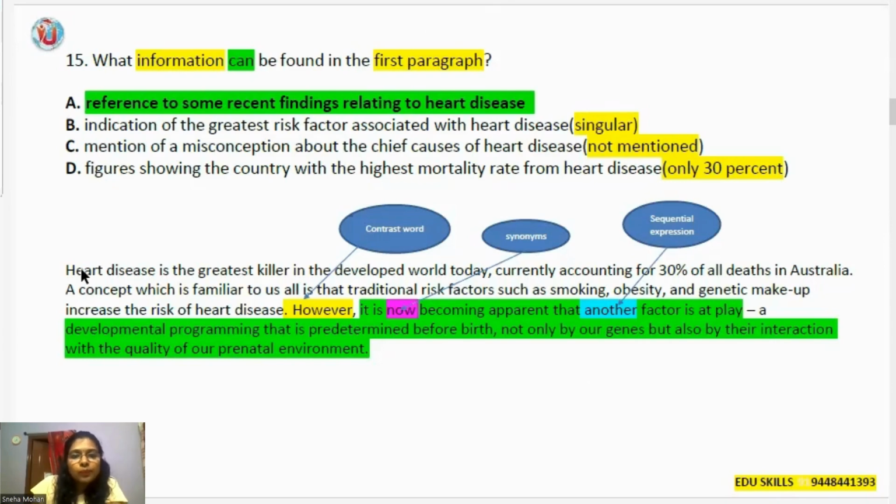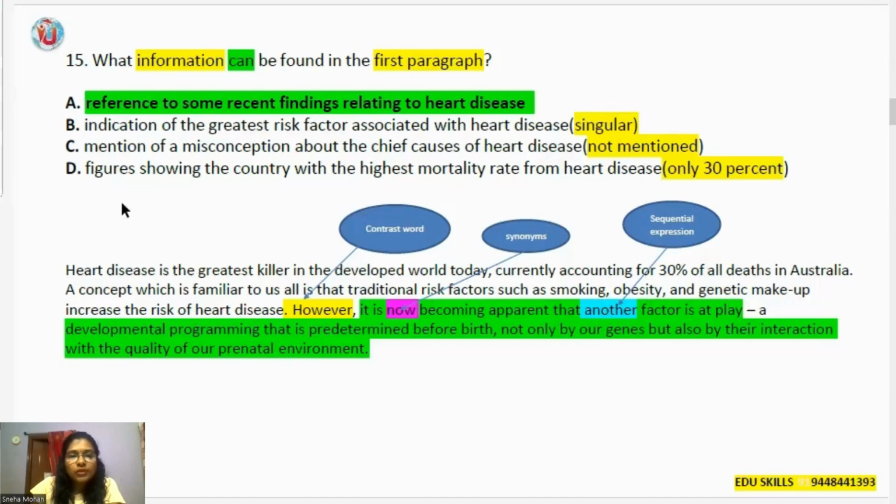Let's see the other answer options, then I'll come to the correct answer option. Answer option B, indication of the greatest risk factor associated with heart disease. If you have read the answer option correctly, it mentions only one risk factor. It is singular. Indication of the greatest risk factor. But here they are mentioning all the traditional risk factors. The plural has been mentioned, that is smoking, obesity, genetic makeup. All these increase heart disease. So it is the wrong answer.